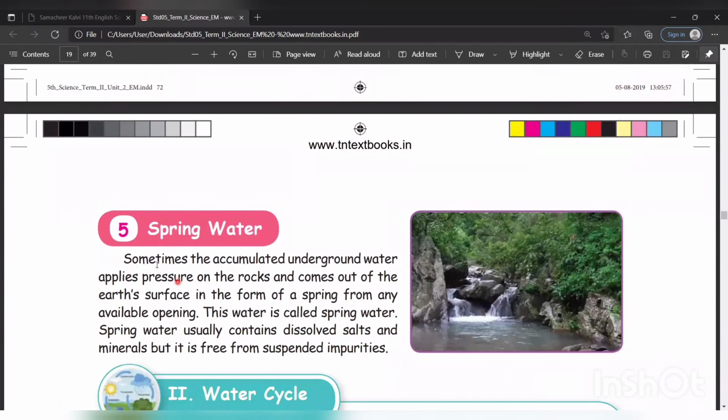Next is spring water. Sometimes the accumulated underground water applies pressure on the rocks and comes out of the earth's surface in the form of a spring from any available opening.